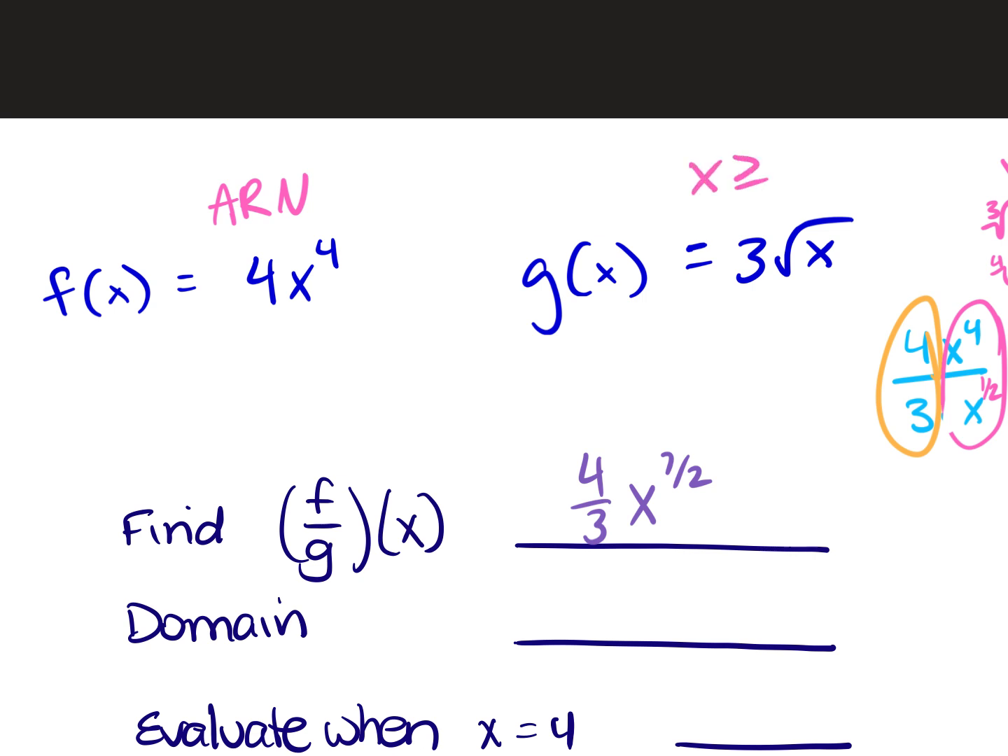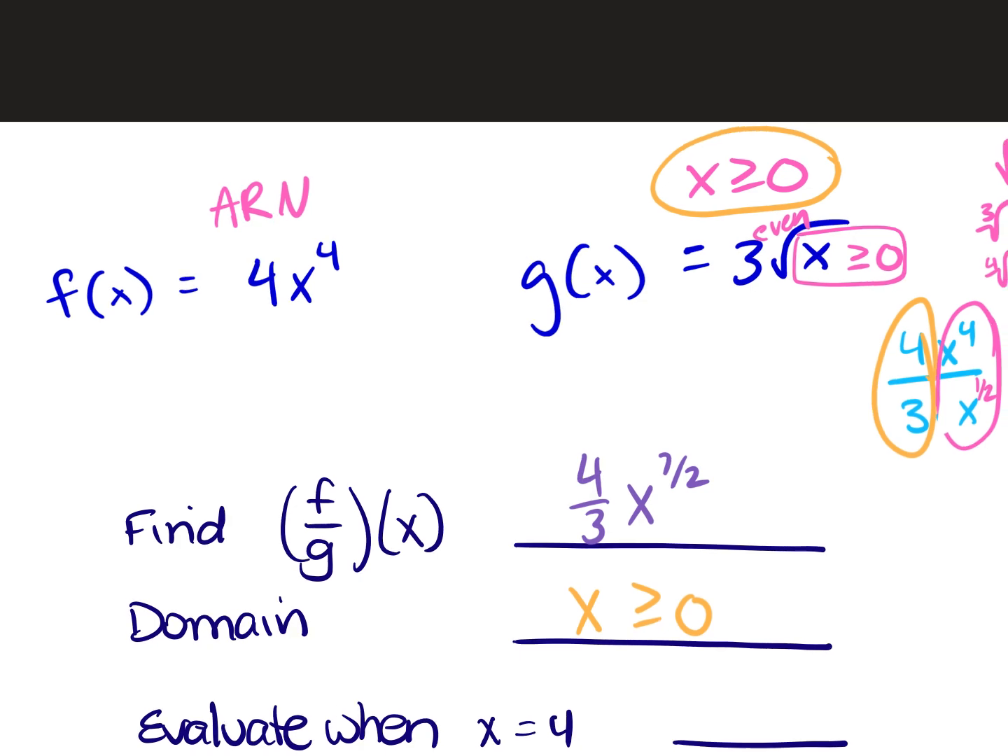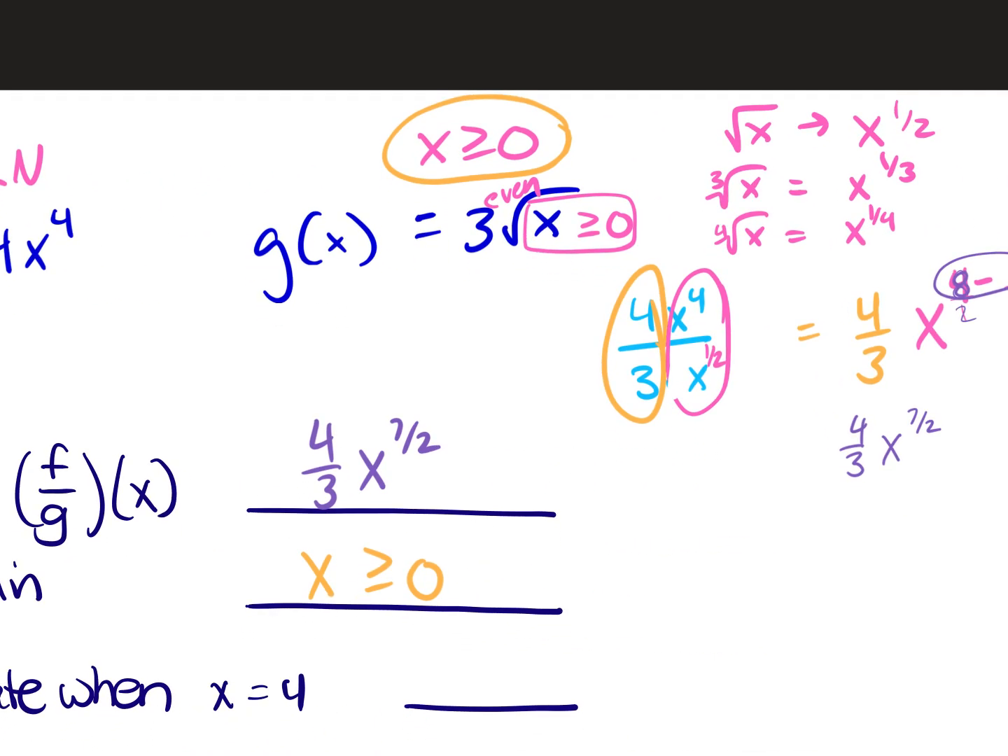X is greater than or equal to 0 because we can't have negative numbers under our radical. So we would set the inside greater than or equal to 0 because it's an even index. So we would take the more restricted domain, which would be x is greater than or equal to 0. However, when we're dividing, I cannot have 0 in the denominator. So x cannot be 0.